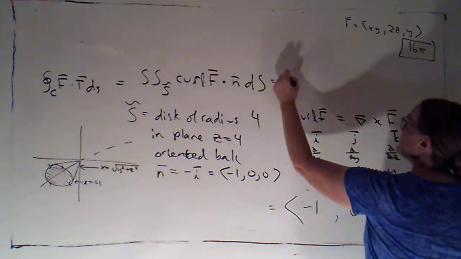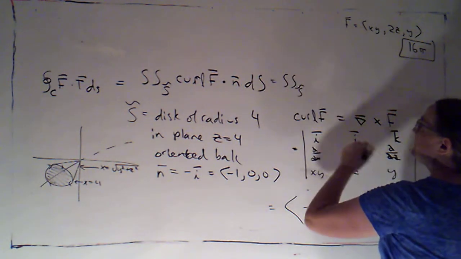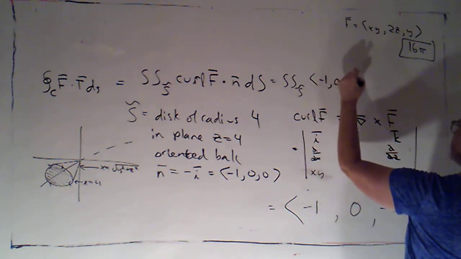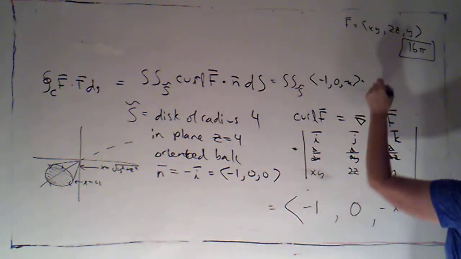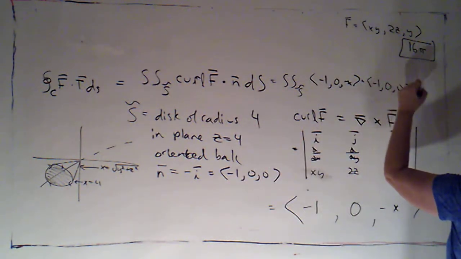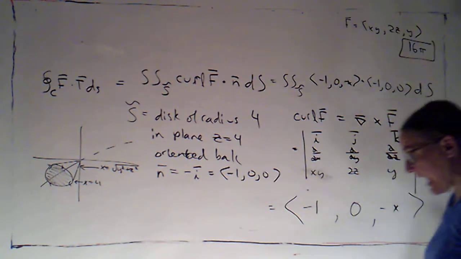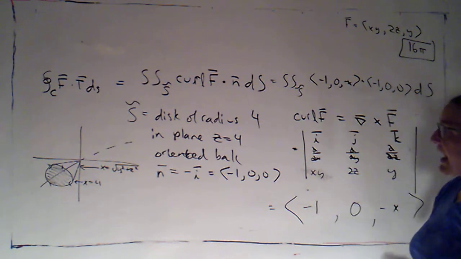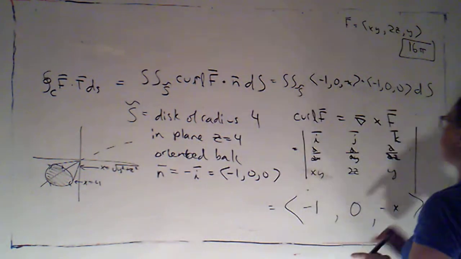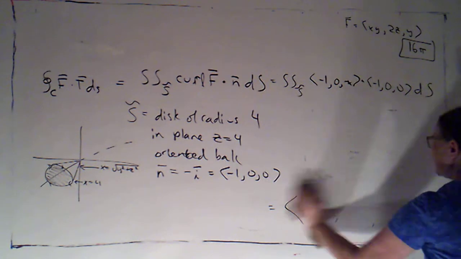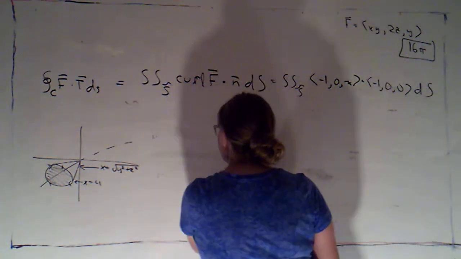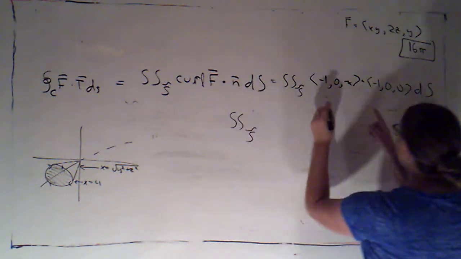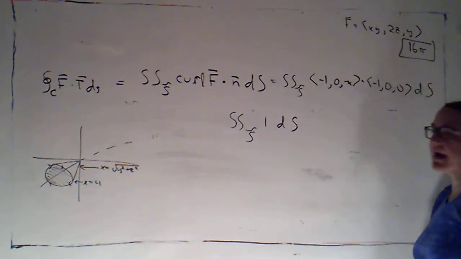So I can say this is the double integral over S tilde of the curl of f, which is negative 1, 0, negative x, dotted with n, which is just negative 1, 0, 0, and this is ds. I haven't switched from a surface integral yet to an integral. I haven't projected this onto the yz plane. I can, but I don't actually need to, because notice what happens. This is so nice. This becomes the double integral over S tilde of 1 ds.